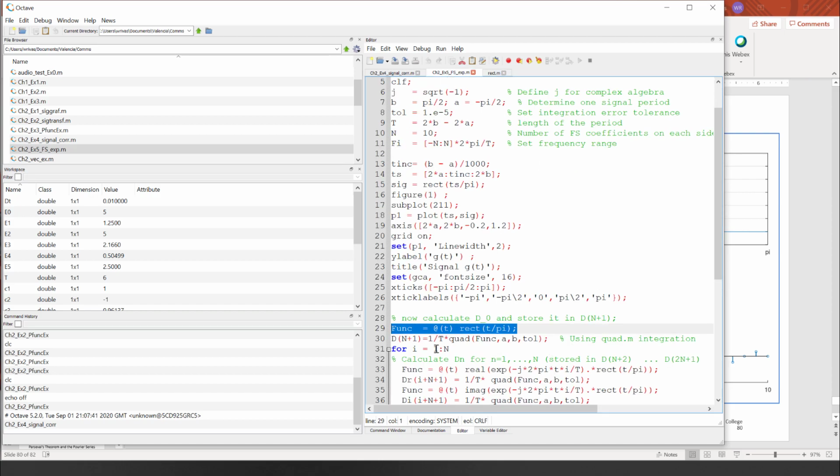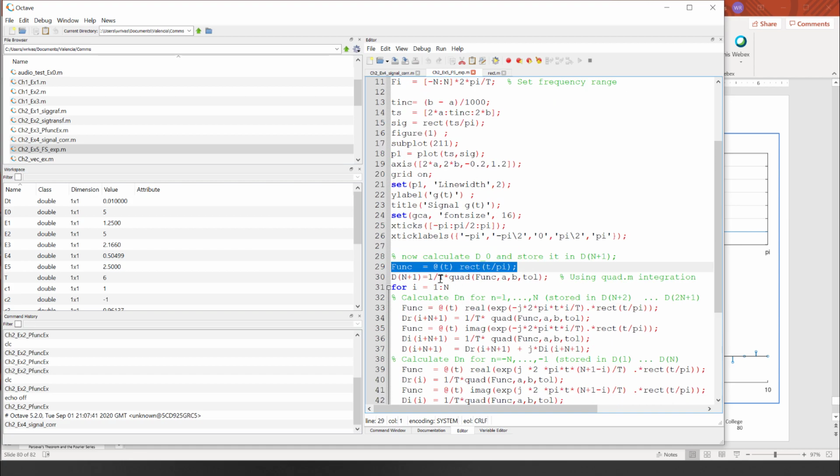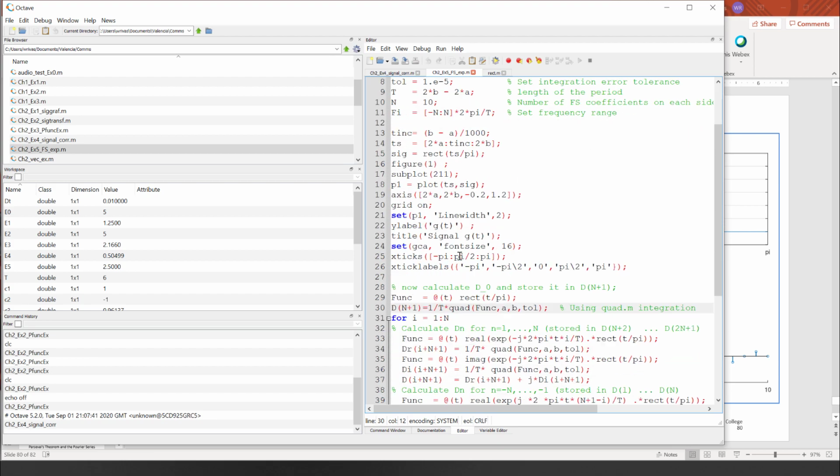Okay, so we are then going to follow our expression to calculate d. Did I miss D0? No, this is D0, sorry. So we are going to say 1 over t, quad. Quad is evaluating that integral. And what is it going to integrate? It's going to integrate the function that we define.